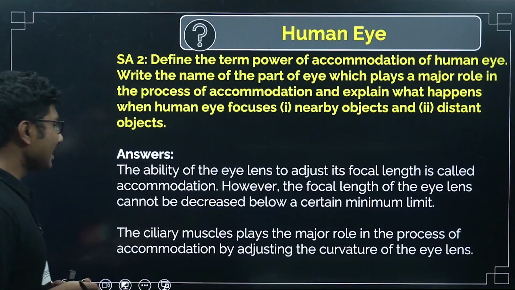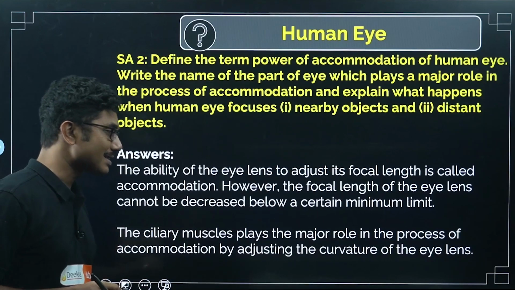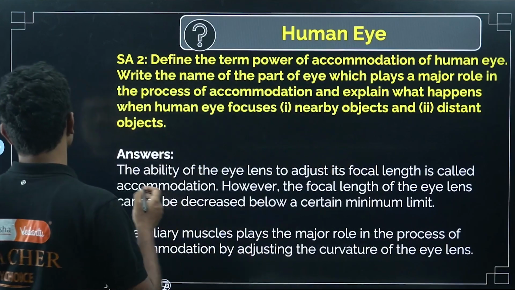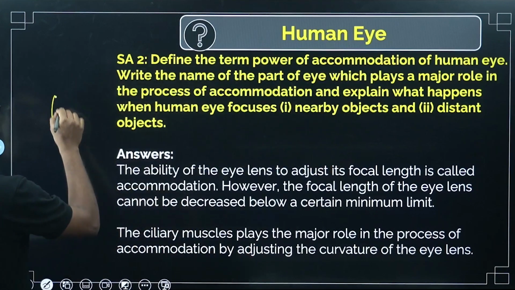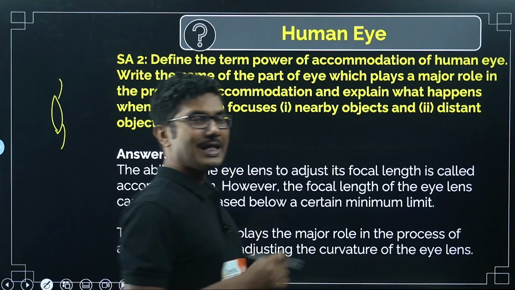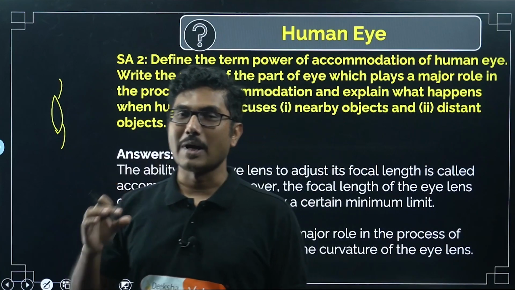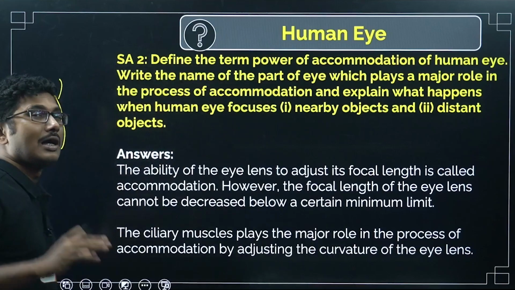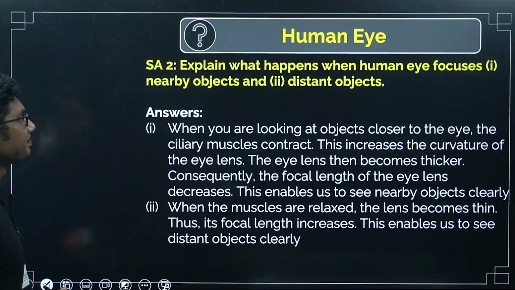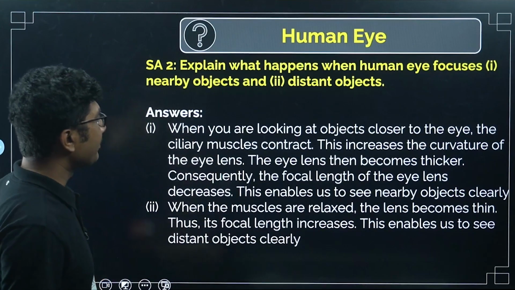Now the ciliary muscles play the major role in the process of accommodation by adjusting the curvature of the eye lens. If you have seen the structure of the eye, there is a lens and there are some muscles. These muscles are called ciliary muscles. They can relax, they can contract, and based on that you can see different objects. Let's see how this works. Explain what happens when the human eye focuses on nearby objects and distant objects.